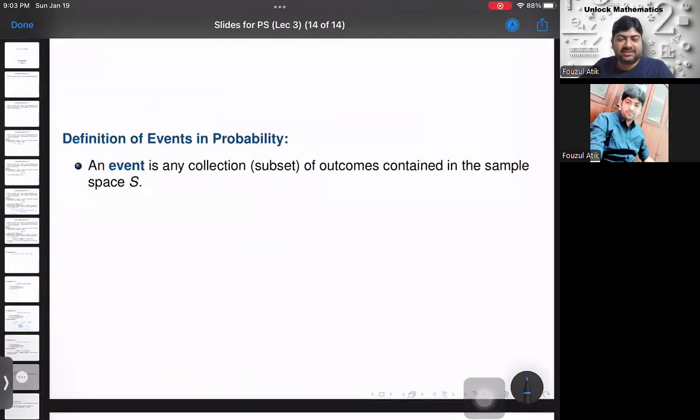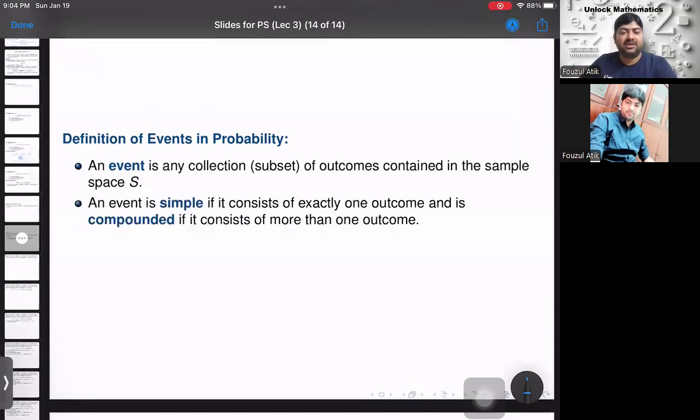Now, the definition of events in probability. An event is any collection or subset of outcomes contained in the sample space S. So basically, we have understood that the sample space is a set. Set of what? Set of all possible outcomes. So a sample space is a set. And what do you mean by an event? An event is any collection of outcomes. That means any subset of the outcome set, of the sample space set, you call it an event. We'll discuss some examples. It will be more clear in that case.